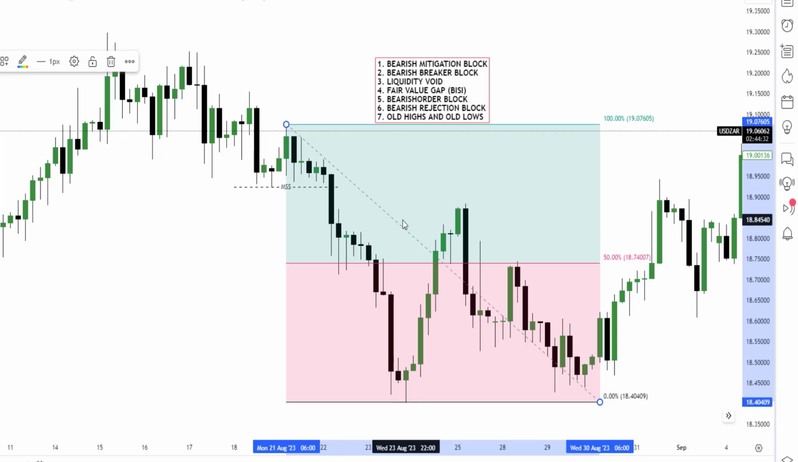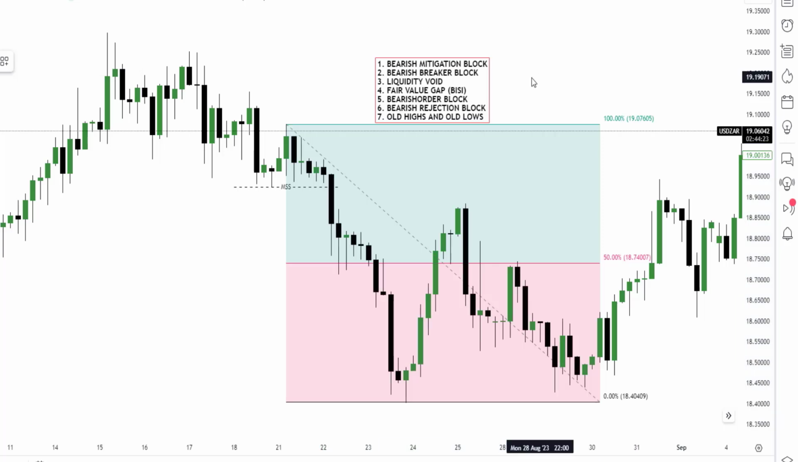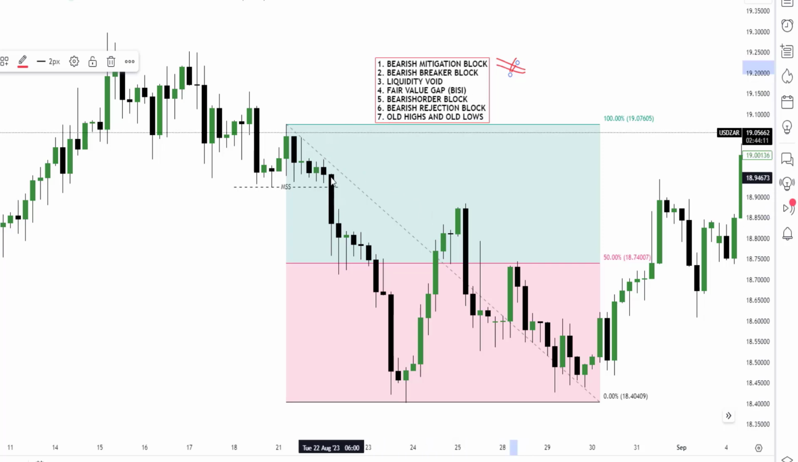All right, and then we're going to pay attention to price as it is coming. We'll look out for a bearish mitigation block. No bearish mitigation block, so it is not of interest. No bearish breaker, it is not of interest. Liquidity void, we have filled it, so we'll look out for something very obvious. Did we have a fair value gap in premium this time around, not a discount, in premium?